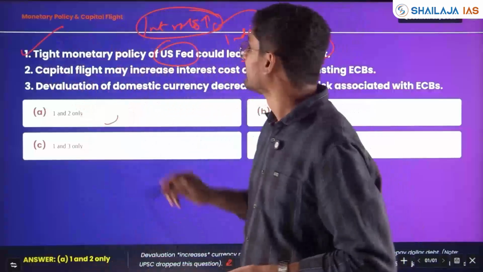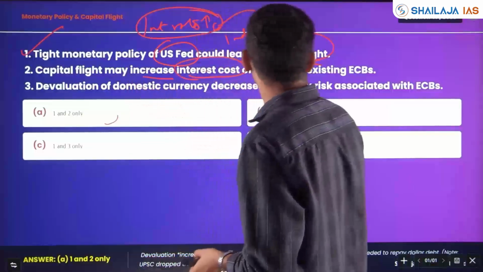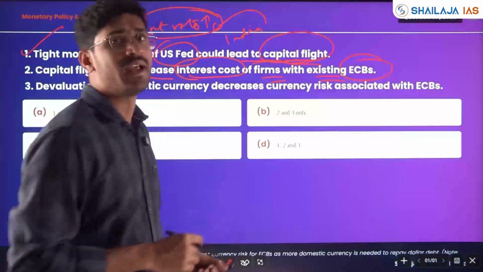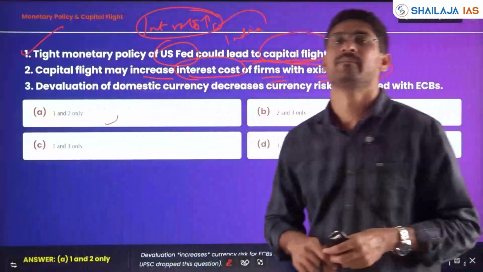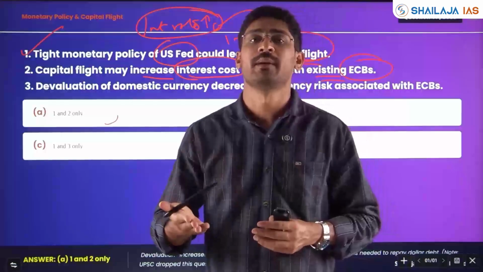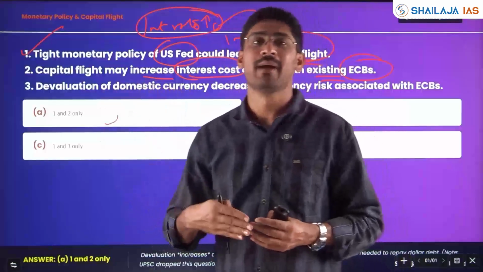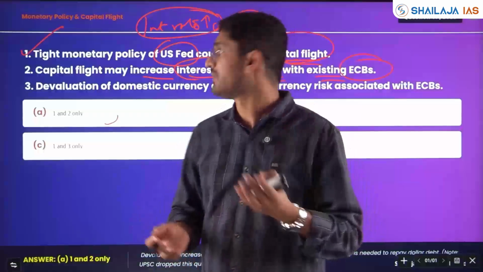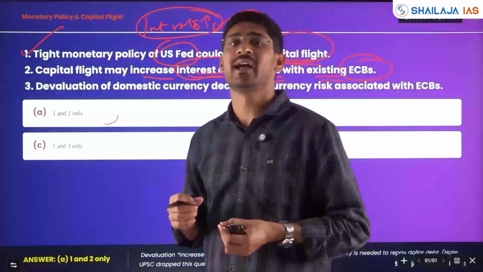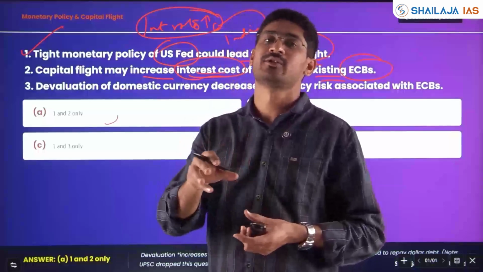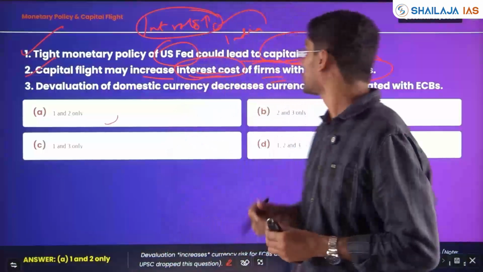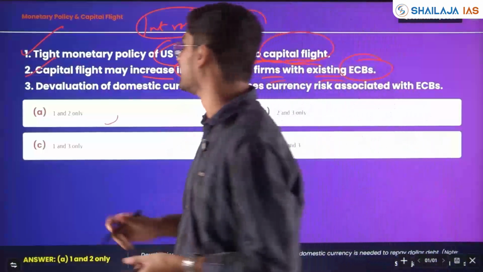Correct, sir? Capital flight may increase the interest cost of firms with existing commercial borrowing. Firms with existing ECBs, external commercial borrowings. These are the companies or banks which might have taken loans from foreign players. If this money, capital, flies out, supply is less, then what happens? Demand will increase. If demand increases, interest cost also will increase. Interest rate also will increase. Why? Because in India, to attract foreign capital, we might have to give more interest to them because they have increased the interest rate in USA. So, yes, capital flight may increase the interest cost of firms with existing external commercial borrowings, ECBs.